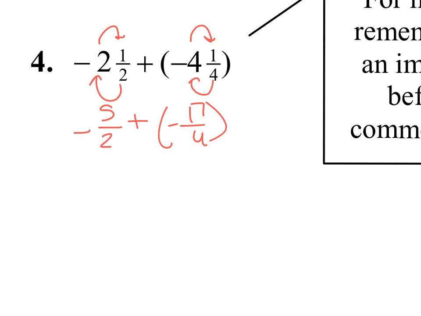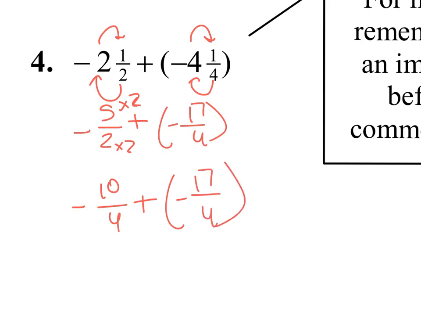Now what's my common denominator? My common denominator is 4. So I'm going to multiply the denominator in the first fraction by 2. And whatever I do to the bottom, I do to the top, okay, to the numerator. And I come up with a new fraction of negative 10 fourths. And I'm going to add that to negative 17 fourths. So now that I have a common denominator, let's go ahead and leave that alone. Don't touch it. Now, let's go ahead and add the numerators.